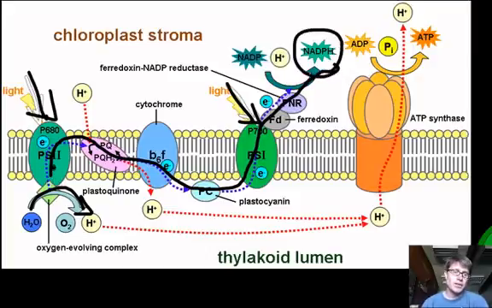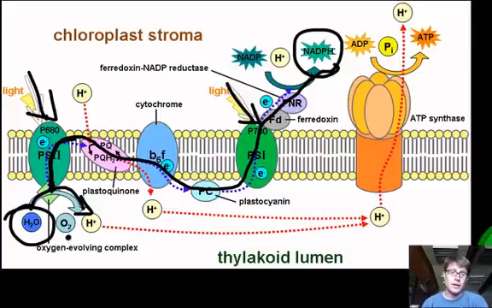And so that electron that goes down this electron transport chain has to come from somewhere. And so where is it coming from? It actually comes from the water. So again, what is another thing that we need in the light reaction? We need water. And so the energy is coming from that, or the electrons coming from the water.